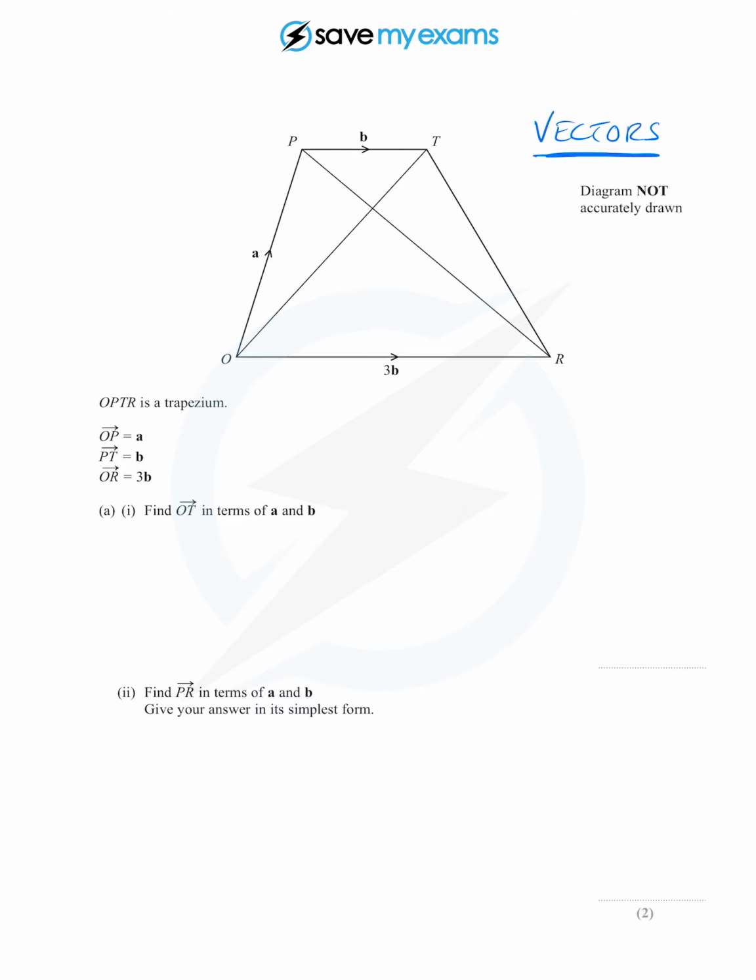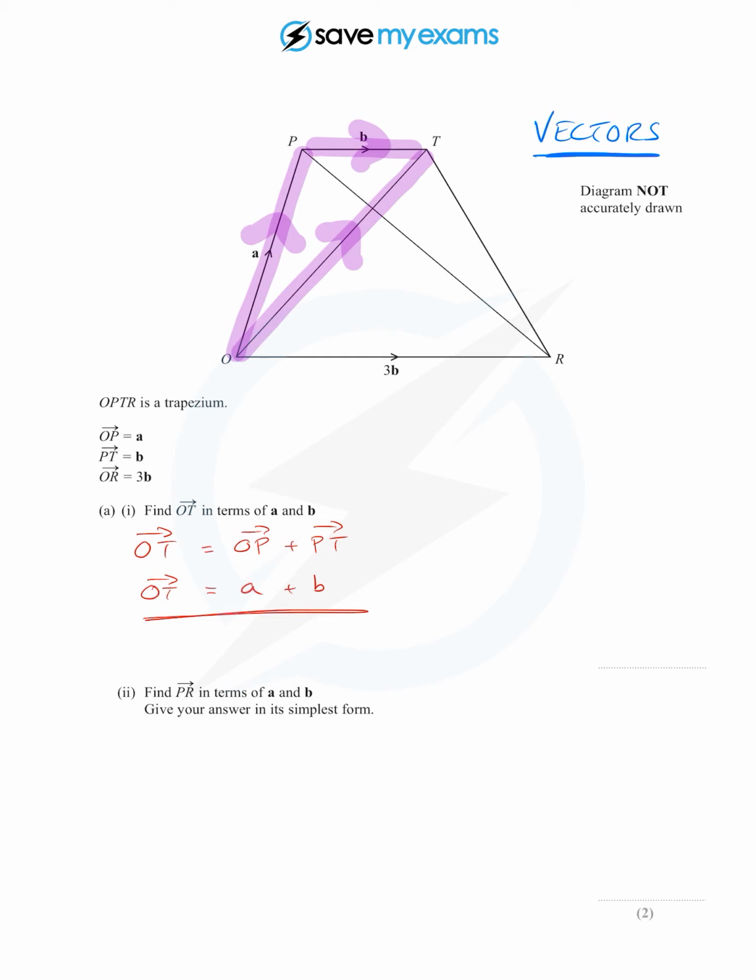Well, the first question asks us to find OT, and what we tend to do is we look at OT, there it is, there's nothing marked on there, so we think, how do we get there? Via vectors we do know. Well, we know O to P, and we know P to T, and that gets us from O to T. So that's what we do. We say OT is OP plus PT, and write down those vectors in terms of A and B. Well, they are, in fact, A and B. And so OT is very simply A plus B.